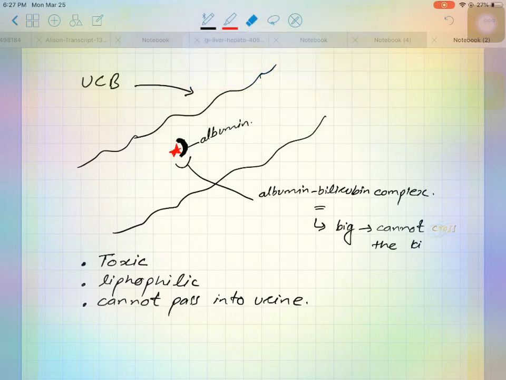It cannot pass through the kidney into urine. So urine is free of unconjugated bilirubin.